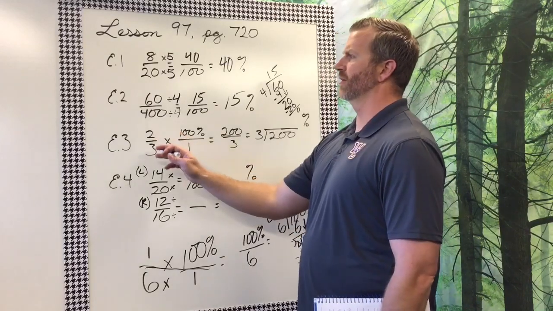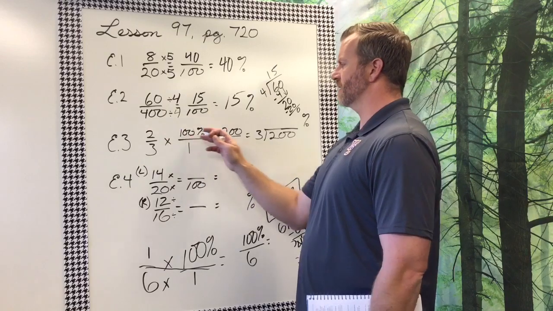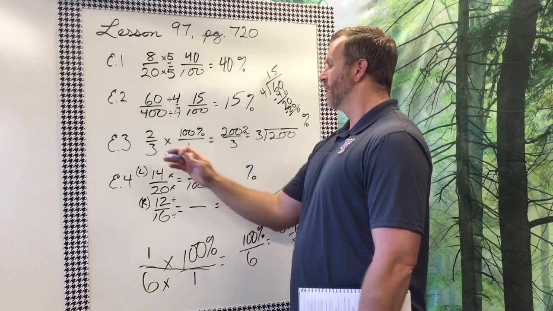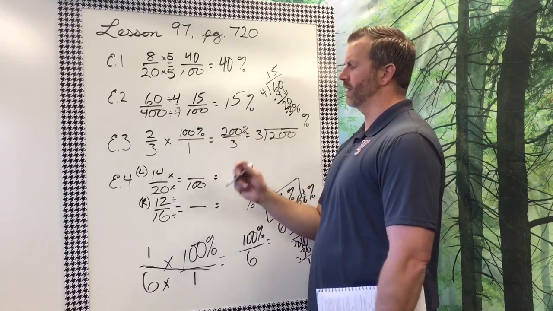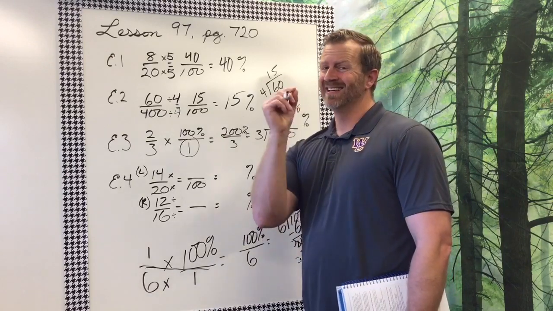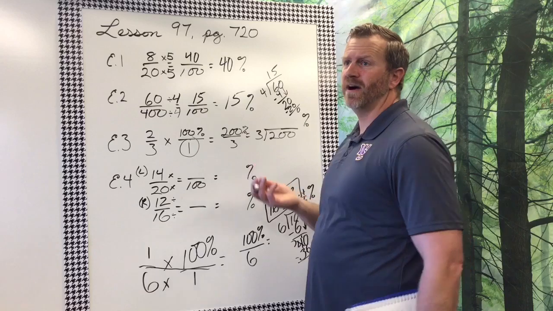So we have 2/3 of 100%. So 2 times 100 is 200%. Put my percent sign on it. And then 3 times 1 is 3. Notice we made it a fraction by putting a 1 under that 100%. Super duper key, don't forget that. Now, all we got to do is divide.